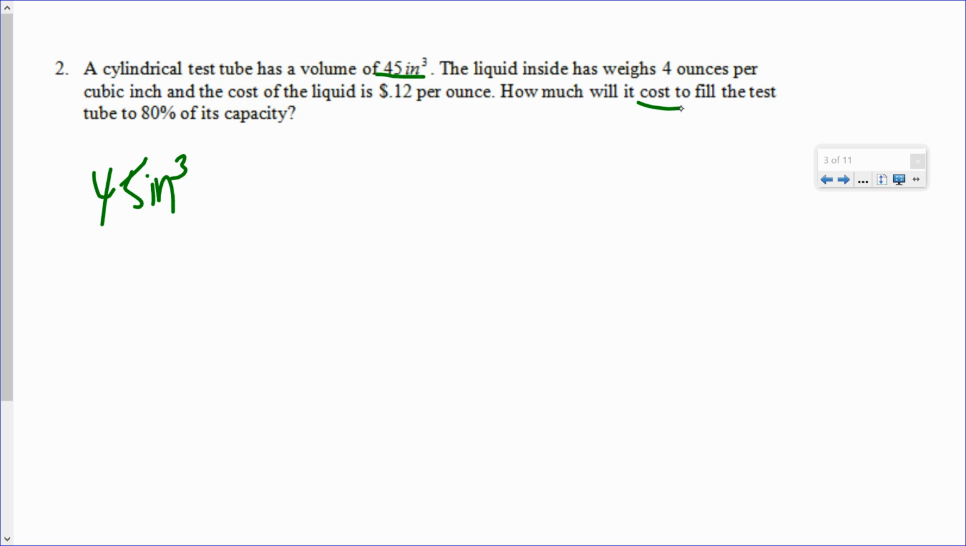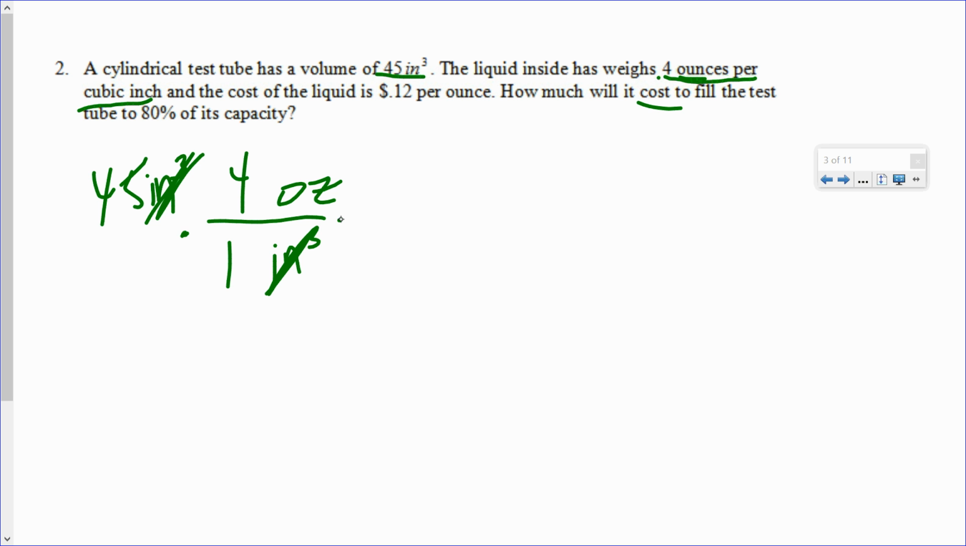Ultimately, it's asking me for cost. So I need to get from cubic inches to cost. So now I'm going to look in the problem for cubic inches somewhere else. I see it here, 4 ounces per cubic inch. So cubic inches goes on bottom because that's my initial unit. I'm converting that to ounces, and it says that it's 4 ounces per cubic inch. Cubic inches are gone. Now I have ounces.